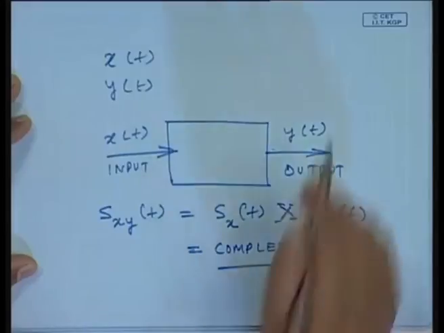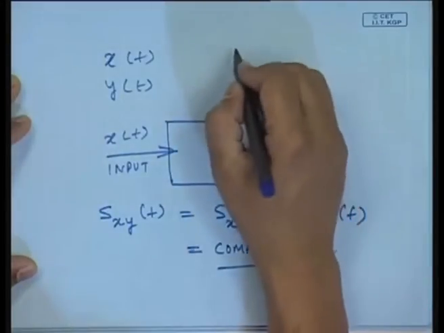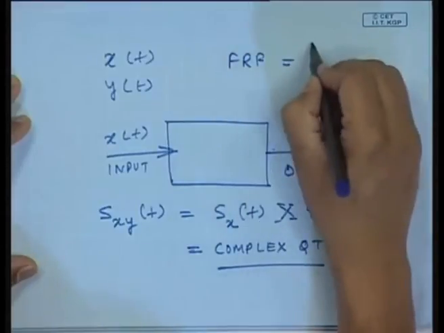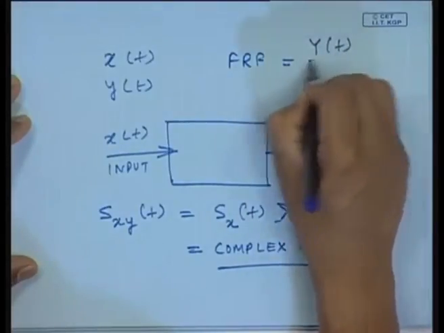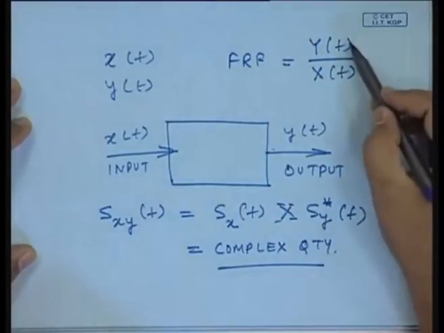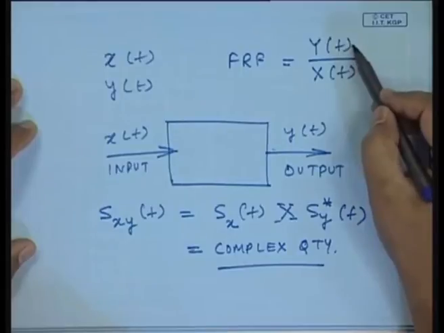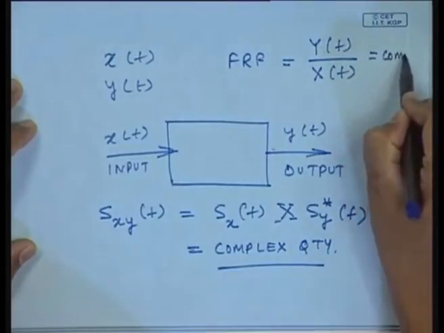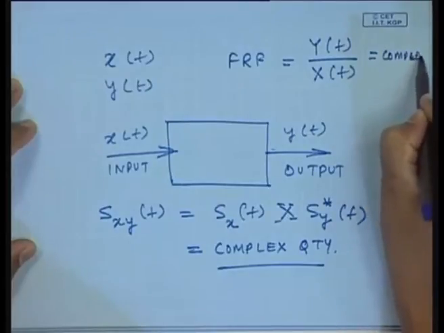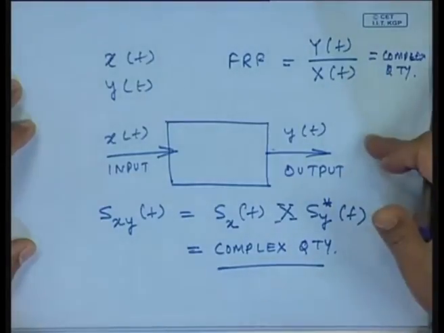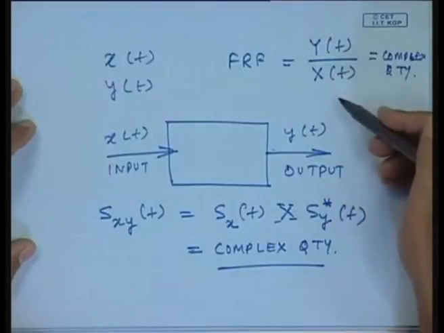So, if I was to find out the transfer function or the frequency response function, FRF, this is nothing but Y(f) by X(f) in the frequency domain, because Y(f) is a complex quantity, X(f) is a complex quantity. So, this is also a complex quantity. So, this will have magnitude and phase or real and imaginary part, because these are all complex quantities.